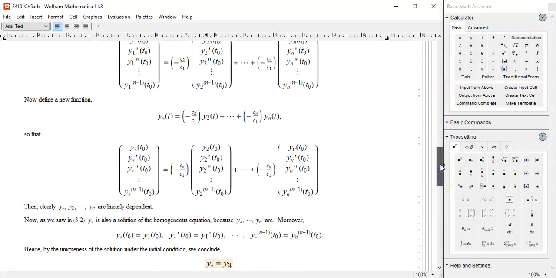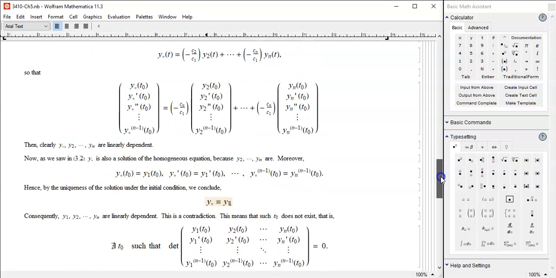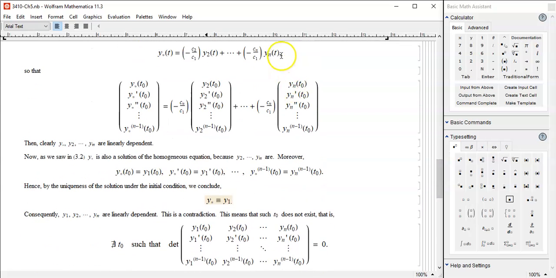For y star, it is defined by a linear combination of the other functions. So y star and y2, y3, up to yn are linearly dependent, but y1 and y star are the same. So y1, y2, y3, all the way to yn are linearly dependent. That's what we get. We got linear dependence.